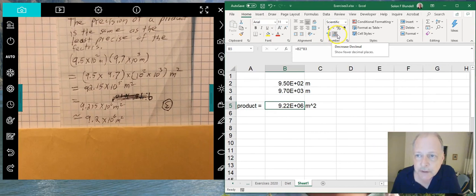And you have this control that I'm pointing at here. I'm in the home menu, and over here in the number group, there's a button to decrease the decimals. And I click that once, and now it's the way I want it to be, 9.2. And so it'll do the rounding for you.